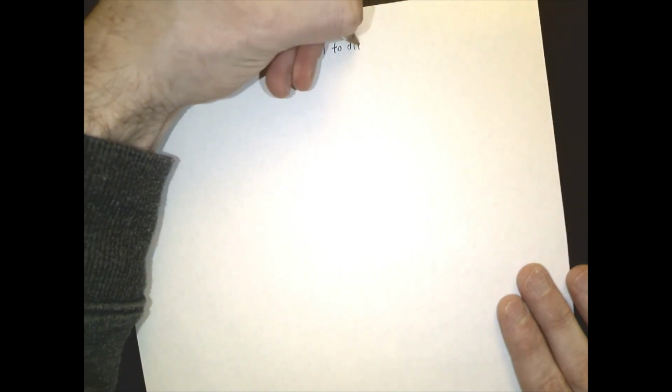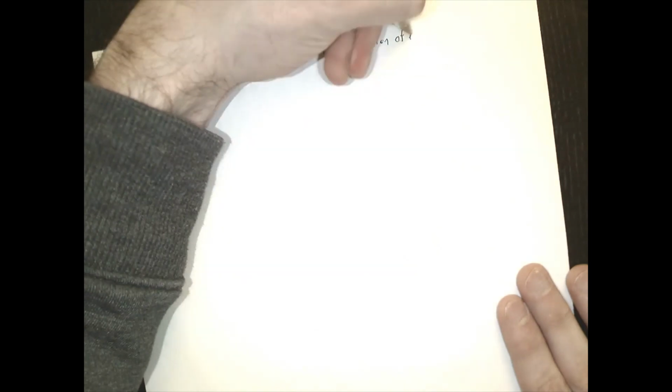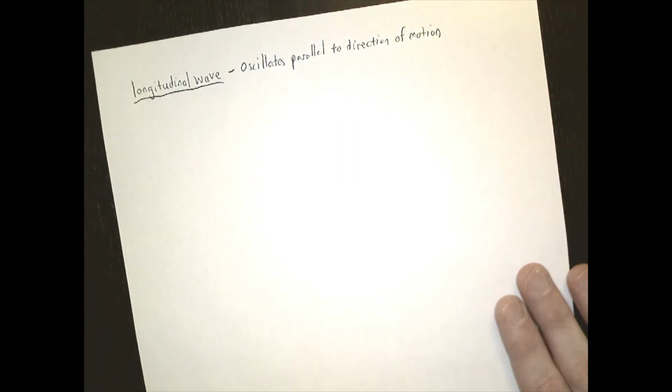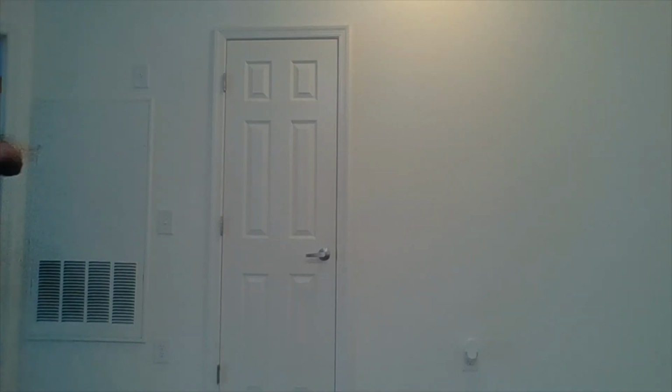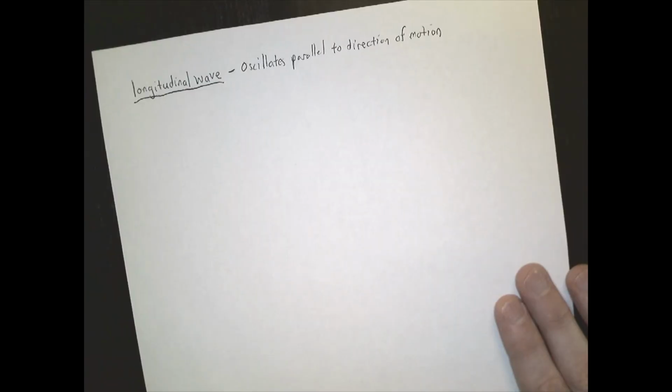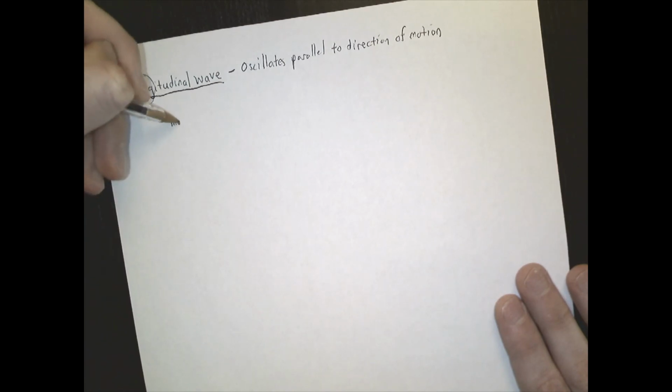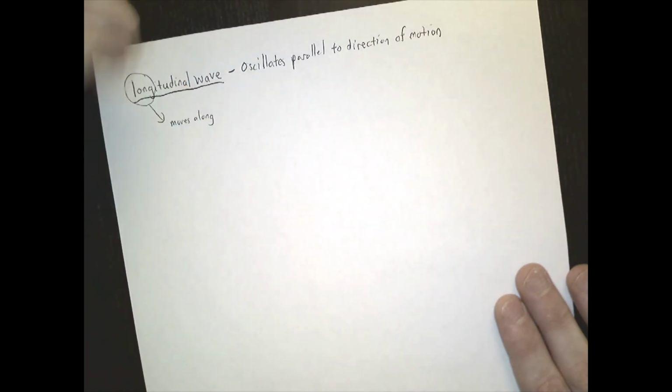That is contrasted with a longitudinal wave, which oscillates parallel to the direction of motion. If we were to visualize that kind of wave, a longitudinal wave moves in and out like an accordion. So I like to think that it moves along the direction it oscillates.